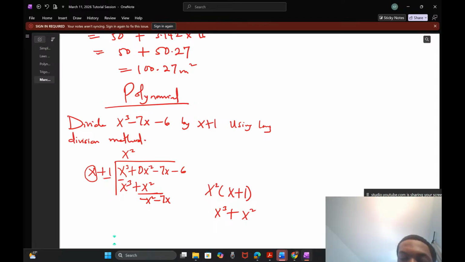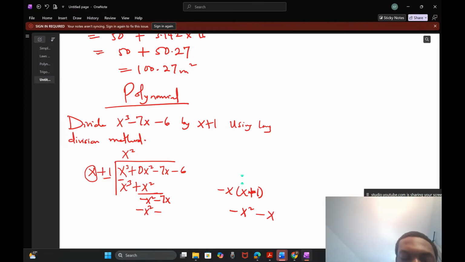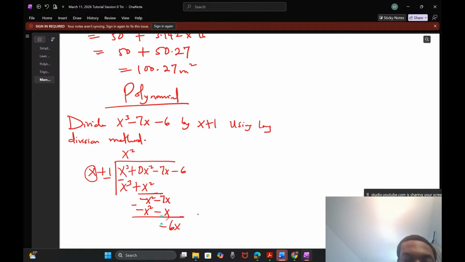Now minus x squared divided by x gives us minus x. Let's use minus x to multiply through x plus 1. Minus x times x is minus x squared. Minus x times plus 1 is minus x. So we write minus x squared minus x. Now let's subtract. Minus x squared minus minus x squared is minus x squared plus x squared, which will be 0. Minus 7x plus x will give us minus 6x.